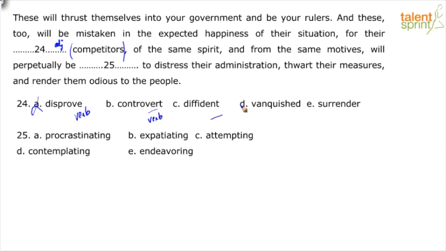Diffident. What's the meaning of diffident? Diffident, yes, it's an adjective form, but what's the meaning? It says lacking or marked by a lack of self-confidence. So somebody who is very shy and timid, not the right word here in the context. We don't need shy and timid competitors. Out. Vanquished. Vanquished means to defeat or overcome in a battle, right? Conquer. Seems like a right fit. Definitely not surrender. Surrender again is not an adjective form. It's a verb form. So the right adjective form here is D, vanquished.